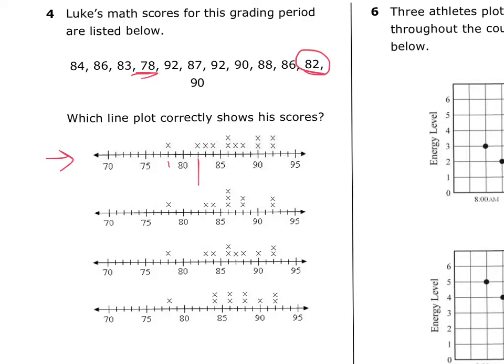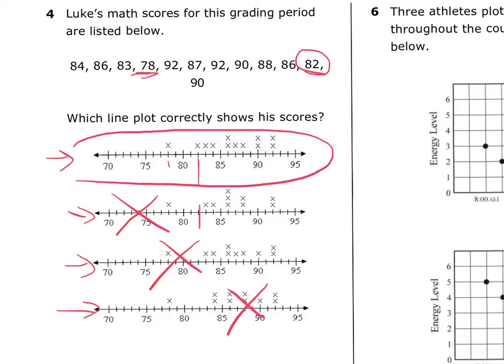Alright? So, that makes sense, but does this one have an 82? No. So that can't be our answer. Does this one have an 82? No. That can't be our answer. Does this one have an 82? No. So that can't be our answer, so that just leaves us with this one. That's easy. Alright, just work your way down the line.